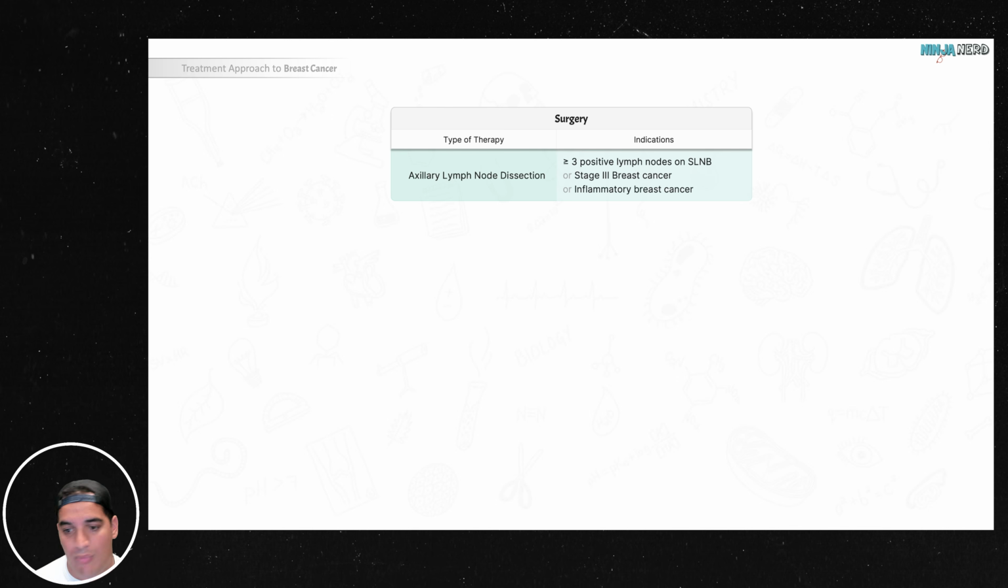And inflammatory breast cancer is most likely going to be very diffuse. It's going to involve the dermal lymphatics. So you're going to want to take those out as well.